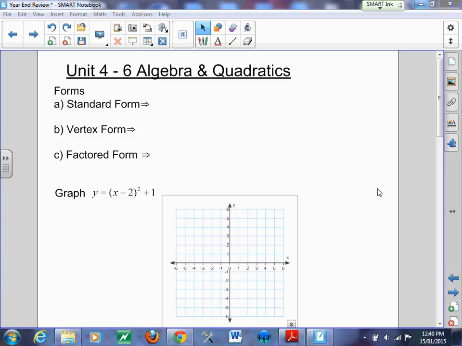And welcome to another year-end review. Today we're going to be taking a look at units 4 to 6.